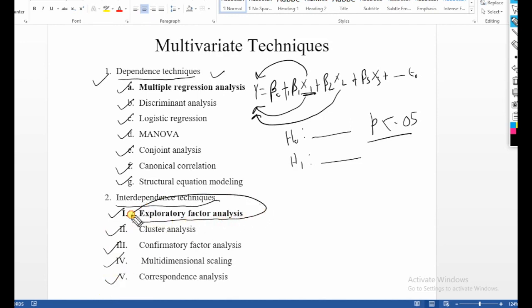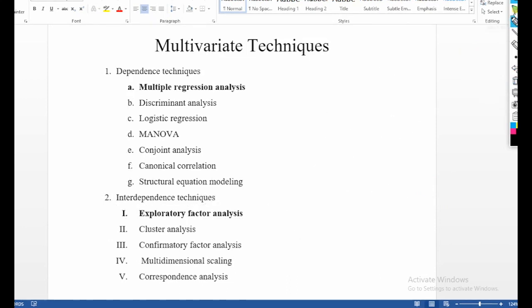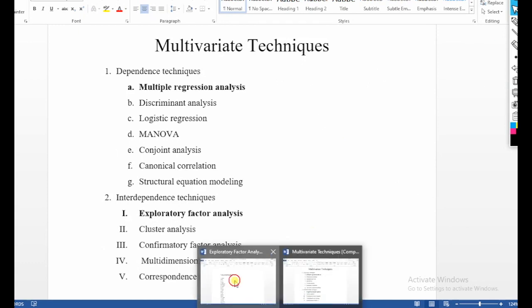The purpose of exploratory factor analysis is summarization and data reduction. So what does it mean? I am explaining it through a very simple example.